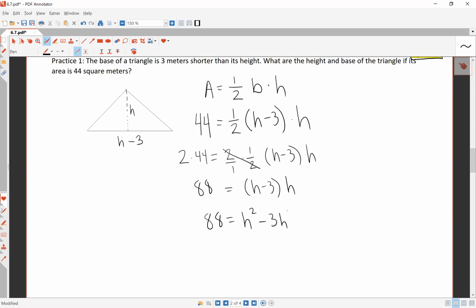So we solve this by getting 0 on one side. We subtract 88 from both sides, and we have 0 equals h squared minus 3h minus 88. We solve that by factoring. The product of two numbers is negative 88, and they add to negative 3. Negative 11 and 8 are those two numbers. So this factors as h minus 11 times h plus 8.